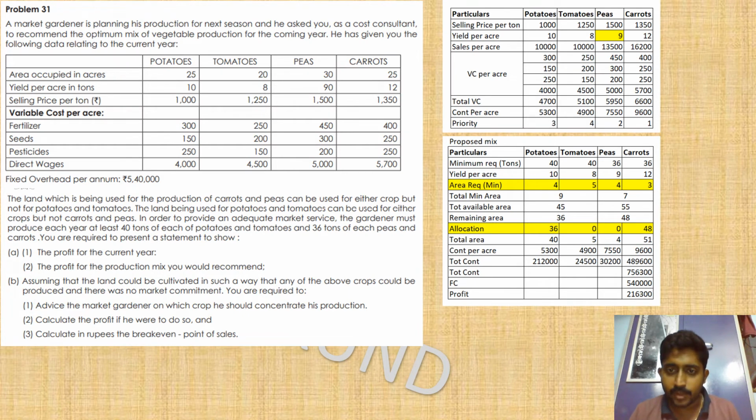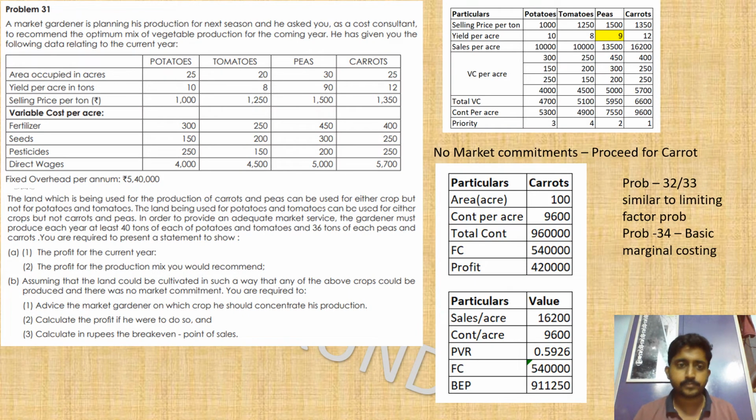Okay, now I'm moving to the next slide. Now we will read the part B question. Assuming that the land could be cultivated in such a way that any of the above crops could be produced and there is no market commitment, which means anything you can produce. Carrot, peas can be produced in potato, tomato land also. Potato, tomato can be produced in carrot and peas land also. And there is no minimum requirement.